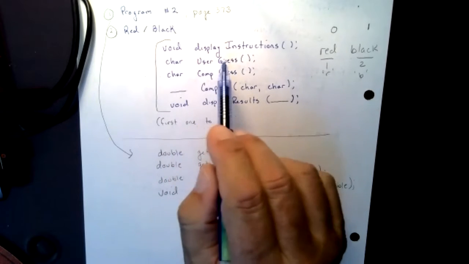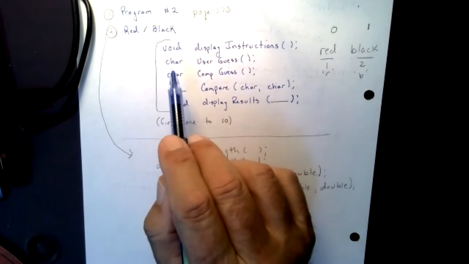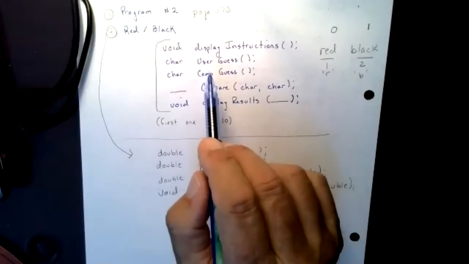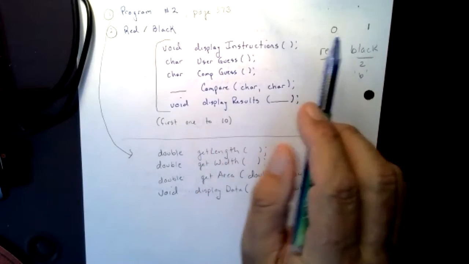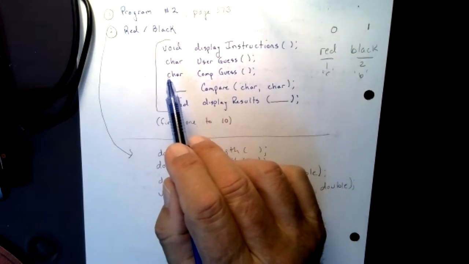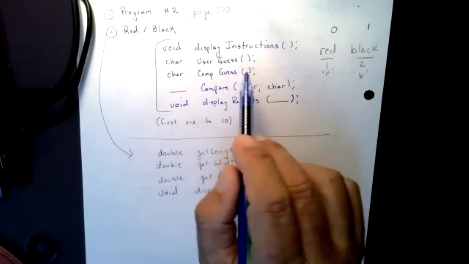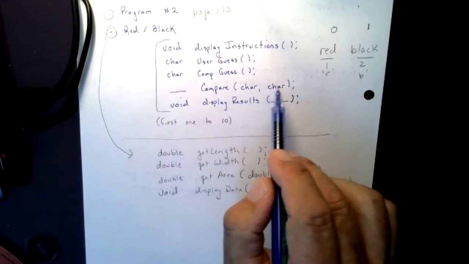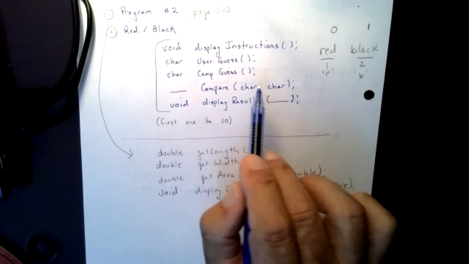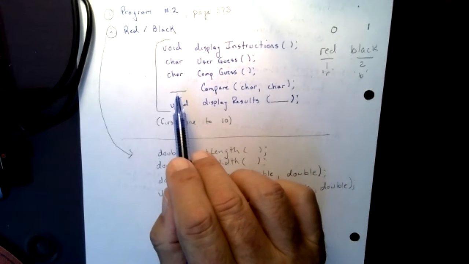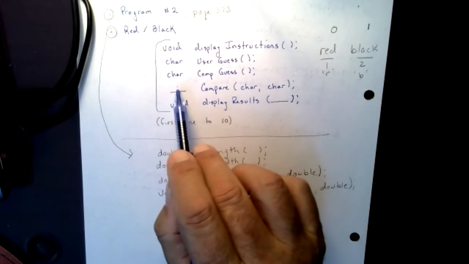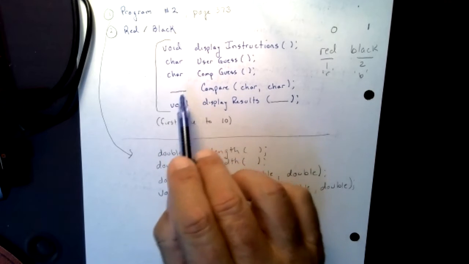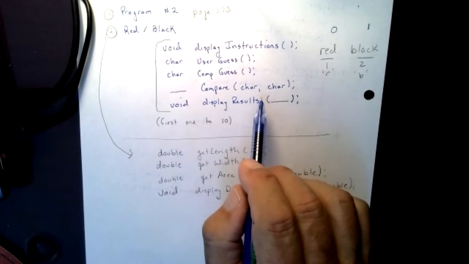Here's the second. I want the user's guess. I put char, but that could be an int, however you want to designate this. Computer's guess. It's guessing a 0 or a 1. I don't know if you want to convert it to chars or leave it as 0 or 1s. That's up to you. But whatever these two types are will be the parameter list here. Compare to see who wins. I don't know how you want to know who wins. Is 0 the person and 1 the computer? So some things to work out, and then display the results.